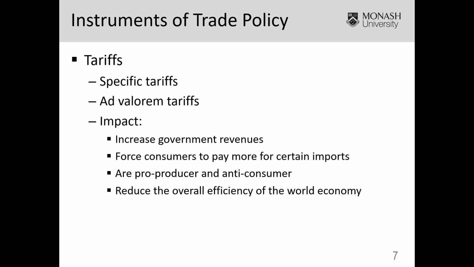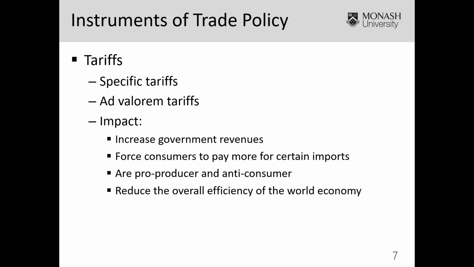Tariffs are pro-producer, so they're in favour of local producers, because they'll be able to charge more. They actually don't affect foreign producers necessarily, though they may encourage them to become local producers. And we'll talk about that within our discussion of free trade region agreements next week. But they're anti-consumer because they make the consumers pay more for the product.